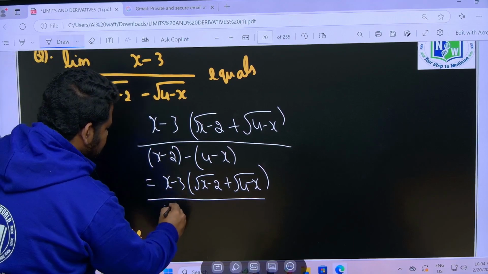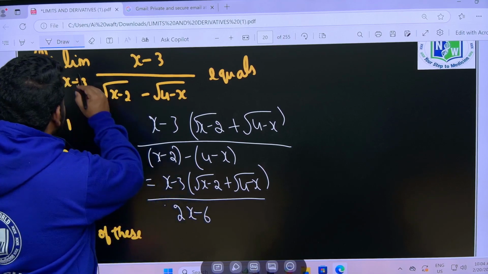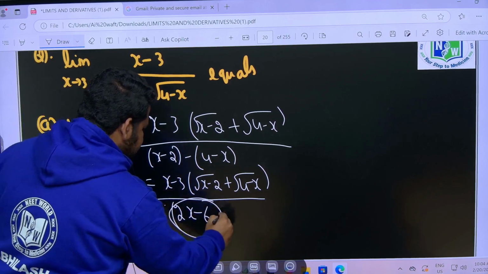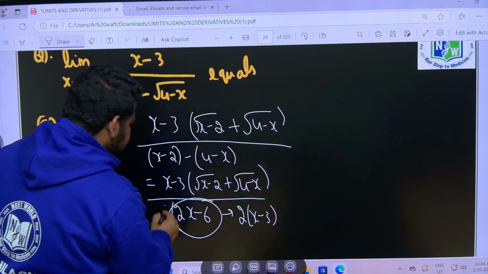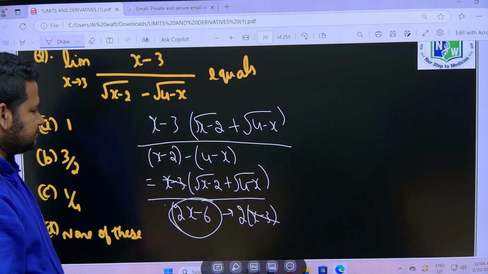This will be 2x minus 6. Or I can write this, instead of this, as 2 times (x minus 3). The (x minus 3) terms cancel. So if you do direct substitution now, what will you get?